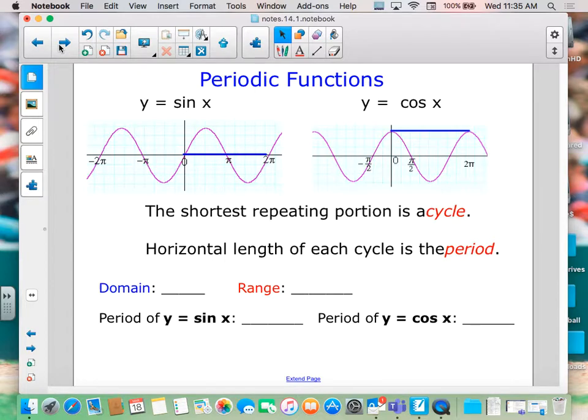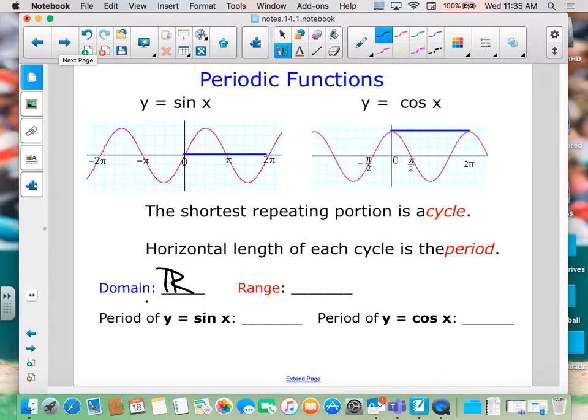Here they are again with a couple of things you can put in your notes. The domain and the range, some vocabulary words here. The domain, you guys, is all real numbers. And I like to write it like that because I'm lazy.